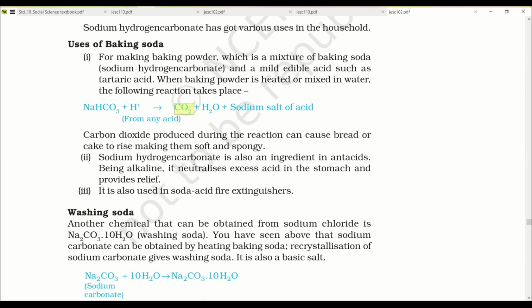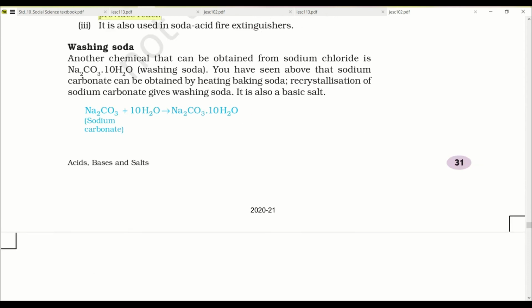Number 2. Sodium hydrogen carbonate is also an ingredient in antacid. Being alkaline, it neutralizes excess acid in the stomach and provides relief. It is also used in soda acid fire extinguisher. Washing soda. Another chemical that can be obtained from sodium chloride is Na2CO3.10H2O, that is washing soda.